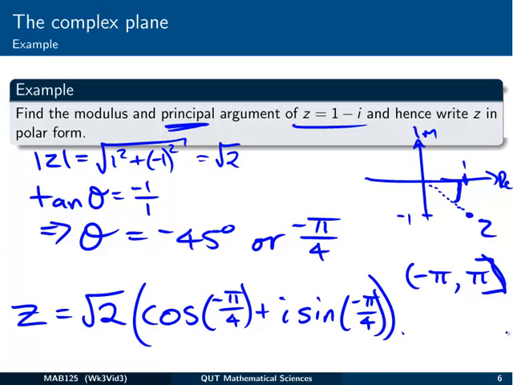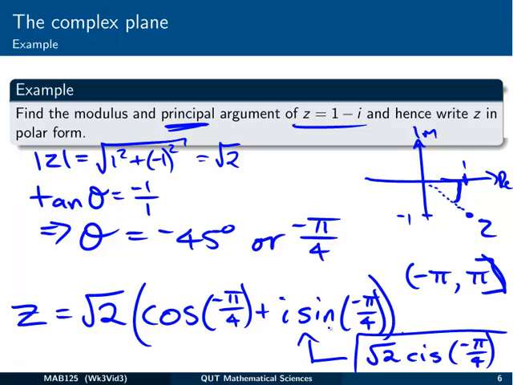Some of you may know of cis notation, root 2 cis minus pi on 4. It's just like a shorthand way of writing the same thing. You can do that if you like. I'm not a big fan of it, but it's just a shorthand way of writing the same thing.